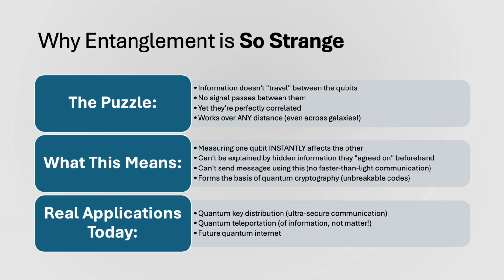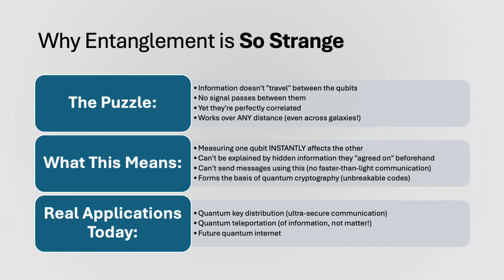So why is entanglement so strange? Let's dig deeper into what makes entanglement so puzzling and powerful. The first question many people ask is, if measuring one qubit instantly affects another qubit far away, doesn't this allow faster than light communication? The answer is no. And understanding why teaches us something profound about quantum mechanics.